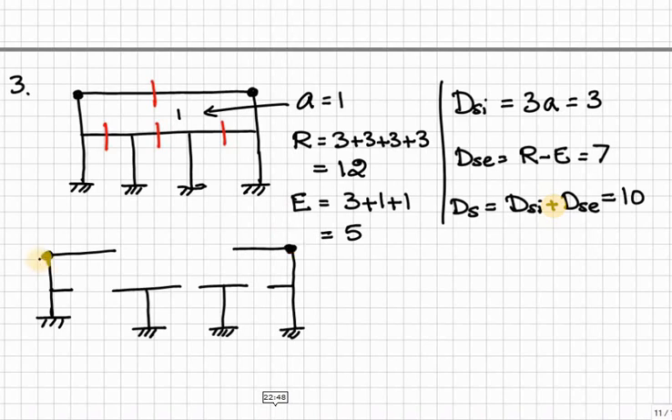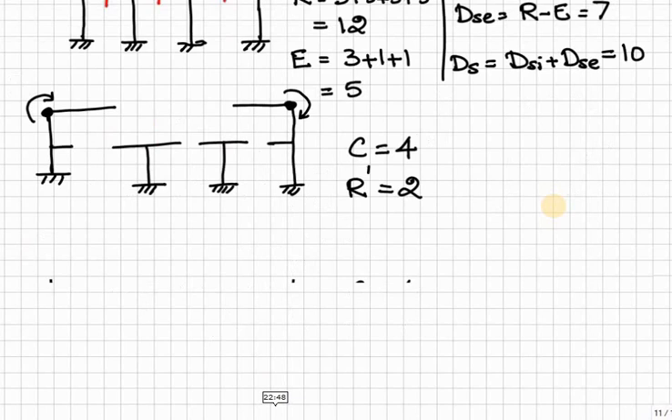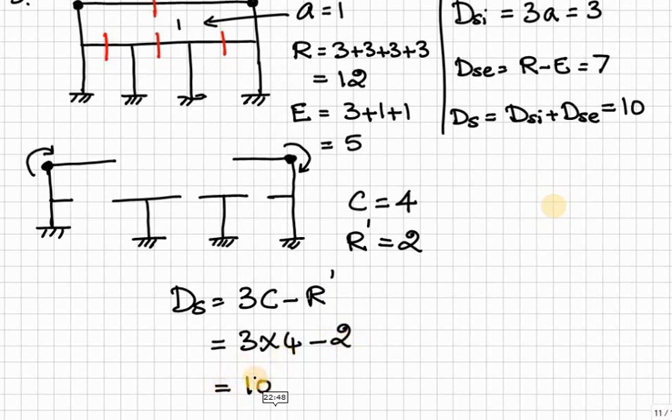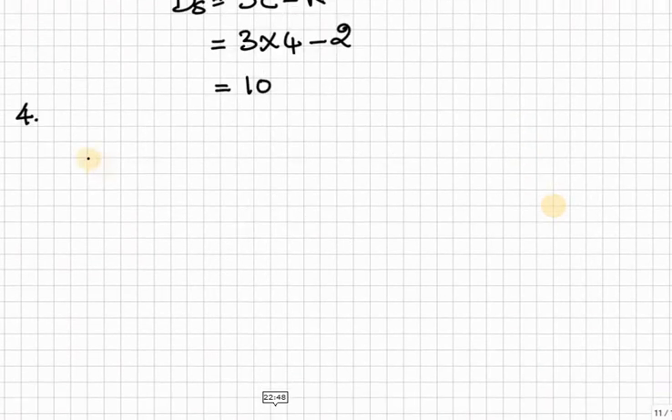Here we have to add one moment resistance so that the horizontal member will be straight, otherwise it will fall down. Similarly here also. Therefore R dash is equal to 2. So C is equal to 4 already, R dash is equal to 2. Therefore DS is equal to 3 times C minus R dash, which is equal to 10.